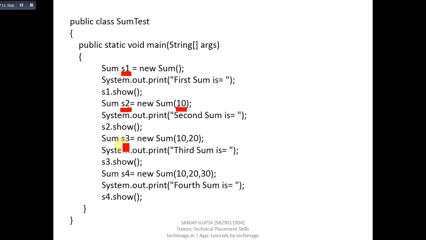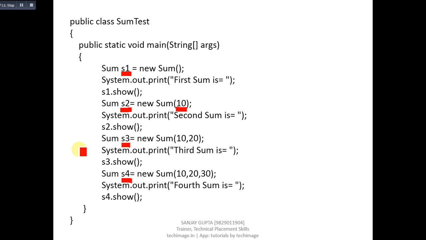So first objects are created, then through system.out.print a message is printed, then s1.show will print values, similar to s2.show and s3.show and s4.show. So with the help of this we are able to switch between different constructors. So you can use this with instance variables, as well as inside switching of constructors. So this was all about the this keyword.